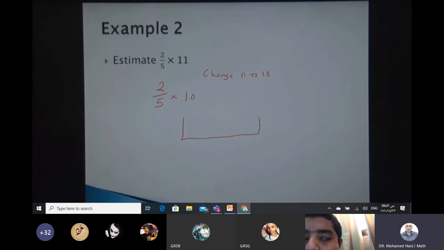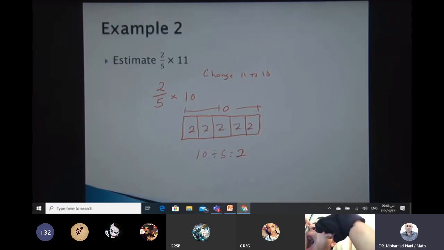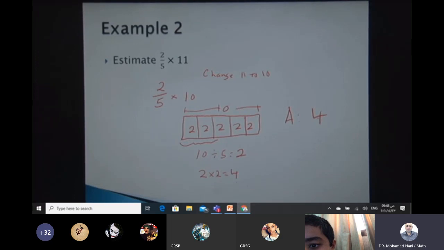And now I'm going to solve using my bar diagram. My whole distance is equal to 10, and now I'm going to divide this into 5 sections: 1, 2, 3, 4, 5. To find the value of each section, I take 10 and divide it by 5, which gives me 2. So each of these sections has a value of 2. And then my numerator tells me I need 2 of these sections to find my answer. So 2 times 2 is equal to 4. So my estimate of 2/5 times 11 is about 4.